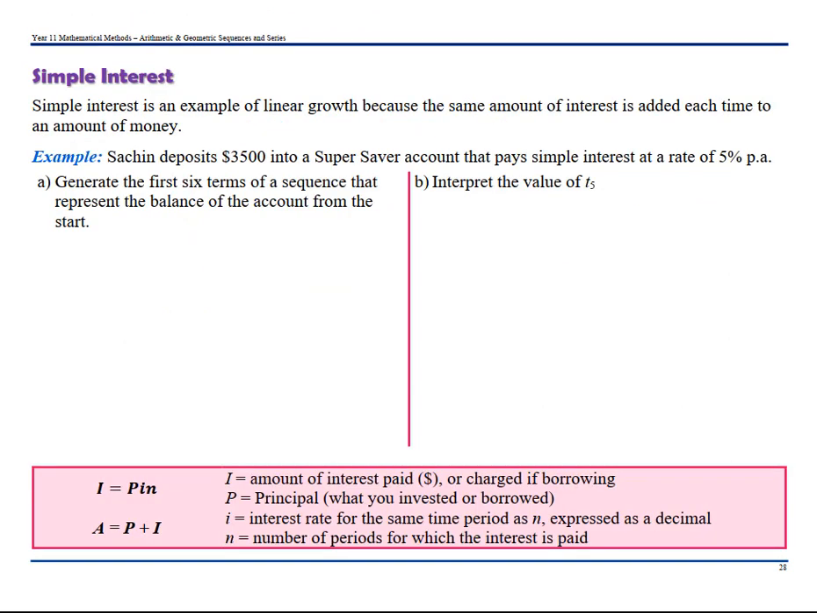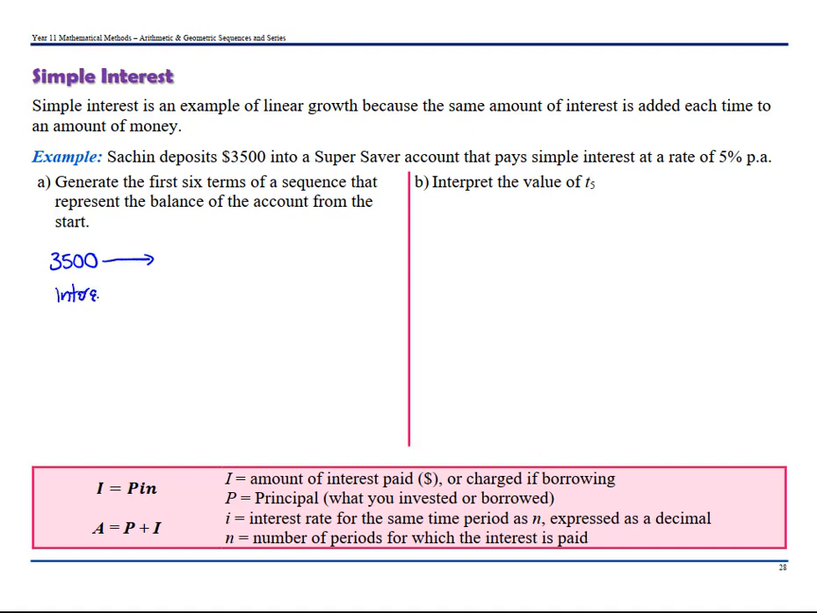Simple interest is an example of linear growth because the same amount of interest is added each time to an amount of money. So Sachin deposits $3,500 into a super saver account that pays simple interest at a rate of 5% per annum. Generate the first 6 terms of a sequence that represent the balance of the account from the start. Okay, so we know we're going to start with 3,500 and then we're going to add a certain amount of interest. But how much is the interest?